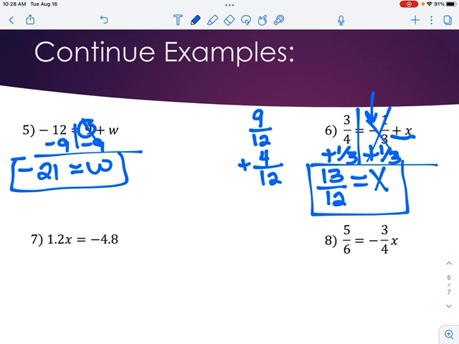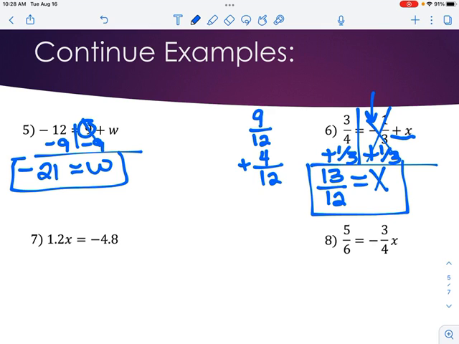Now, if you wanted to, you could write that as a mixed number, but you do not have to. You do have to simplify, but 13 and 12 have nothing in common. So therefore, that is a justified answer. That is a correct answer there.